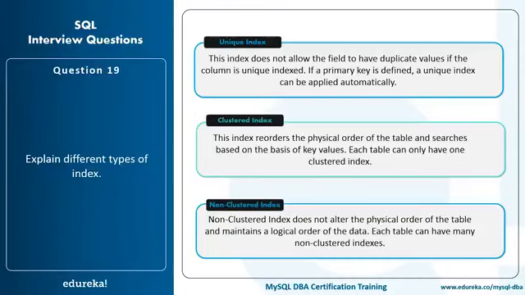Now moving to the clustered index, the clustered index reorders the physical order of the table and searches on the basis of key values. So each table can have only one clustered index. Coming to the third type of index, that is the non-clustered index. The non-clustered index does not alter the physical order of the table and maintains a logical order of the data. So each table can have many non-clustered indexes, right? So basically, guys, there are three types of indexes that you need to explain: the unique, the clustered, and the non-clustered index.